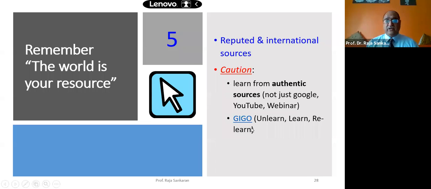I hope you all understand what it is. Those who are from the IT field are familiar with this: garbage in, garbage out. It is very, very critical to understand the type of inputs that you get, since we are bombarded with so much information. If you get the wrong information, it will lead to unlearning. Learning is easy, but to unlearn and then learn is much more difficult. So please avoid getting into the trap of wrong resources.